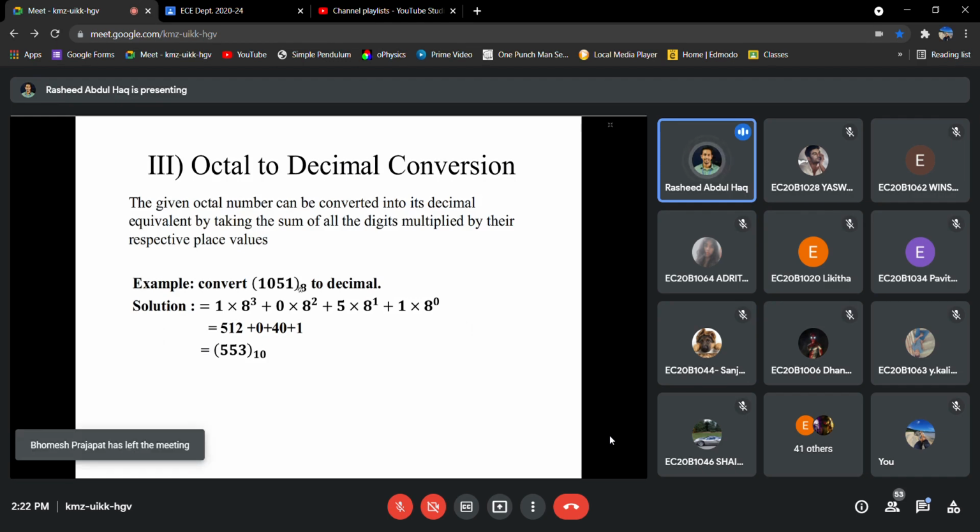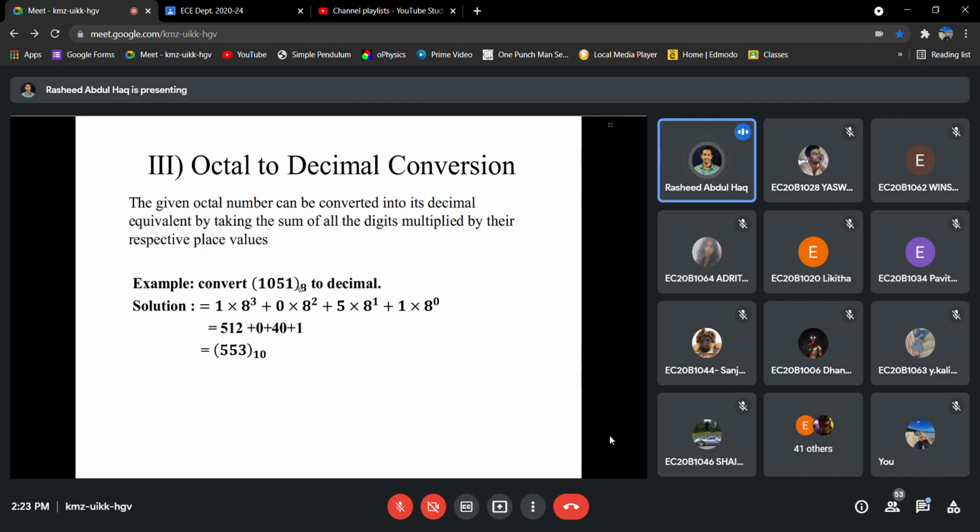Now, how can we convert an octal number back to the decimal number? I have explained all the conversions with examples. So this is very easy. You can use the weight method, where the base is 8. You just multiply each digit with the base weight and we will get the decimal number. It is 553.